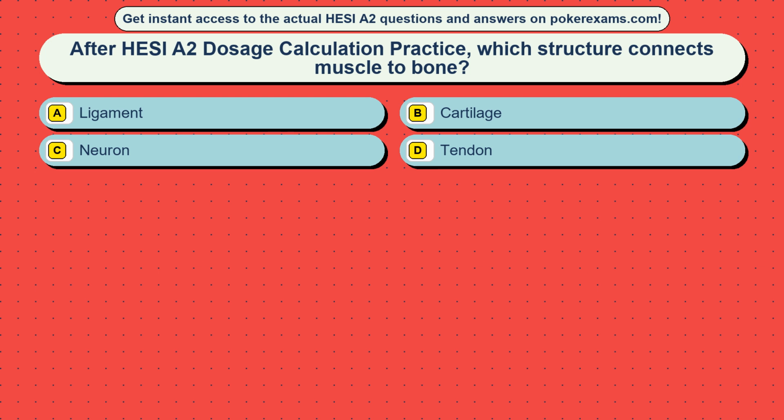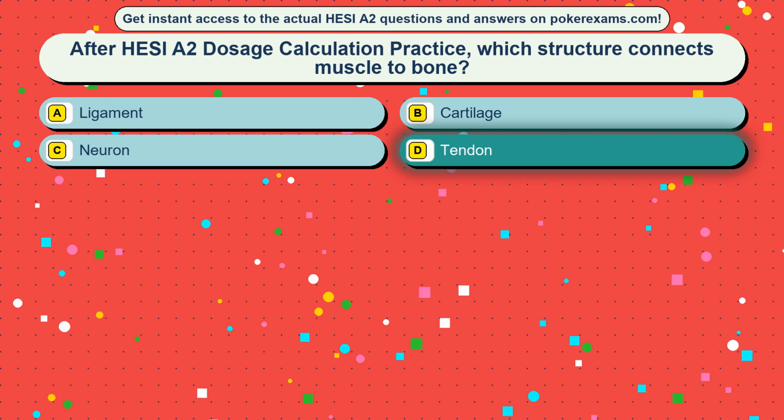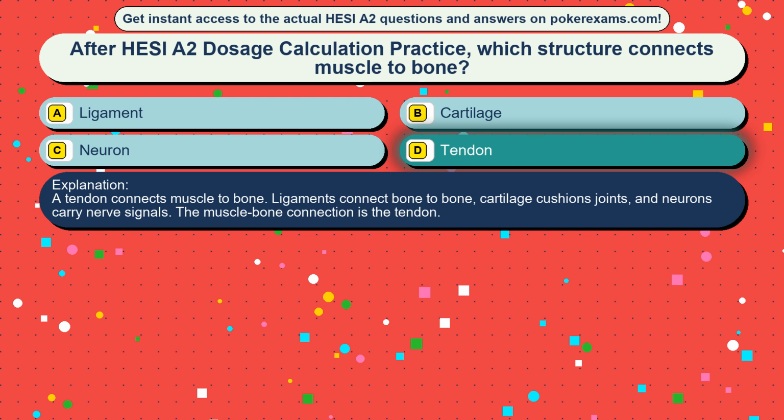Option A, ligament. Option B, cartilage. Option C, neuron. Option D, tendon. The correct answer is option D, tendon. A tendon connects muscle to bone, ligaments connect bone to bone, cartilage cushions joints, and neurons carry nerve signals. The muscle-bone connection is the tendon.